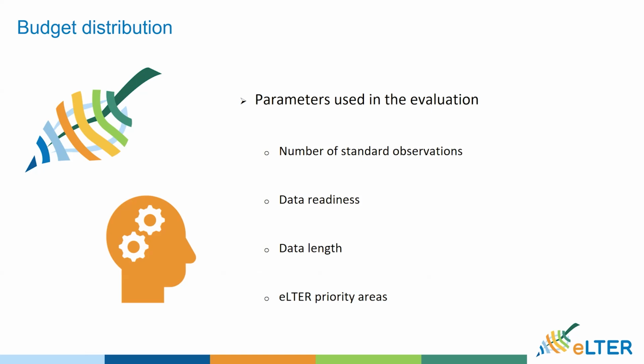So we came out with these four different parameters that were all listed in the guidelines that we will use to evaluate the submissions, and we actually use them. So these four are the number of standard observations, the data readiness, the data length, and the eLTER priority areas.